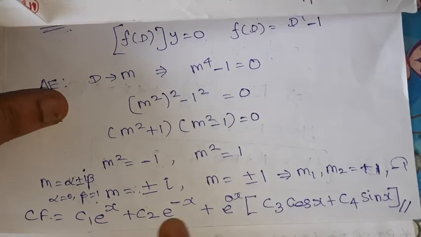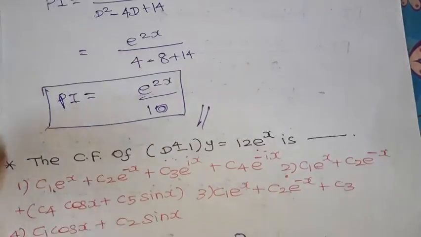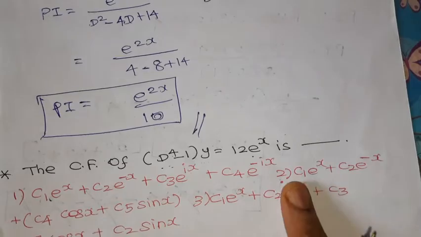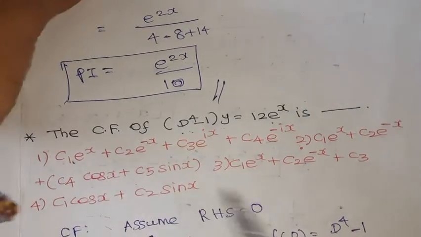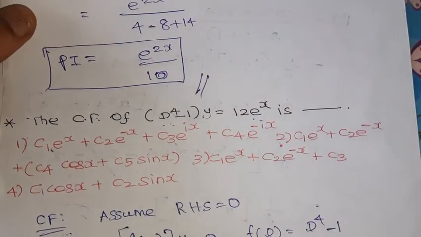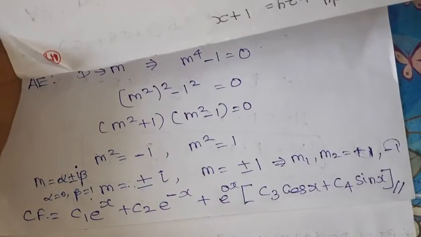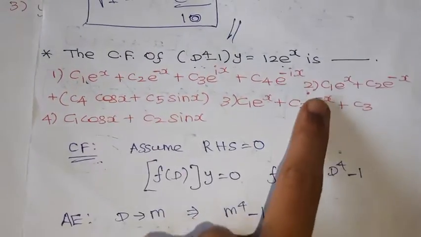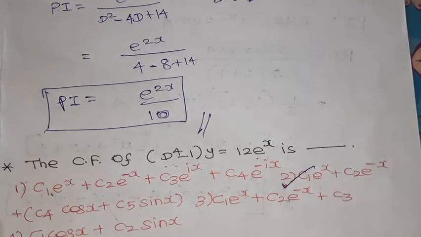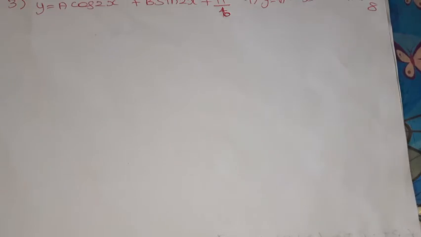The complementary function for this problem is c1 e power x plus c2 e power minus x plus this term. So what is the option? c1 e power x plus c2 e power minus x plus c4 cos x plus c5 sin x. Instead of c3 and c4 they mention c4 and c5, it's okay, it is a constant only. And e power 0x is nothing but 1. So this is the answer. Option 2 is the right option for this problem. Okay, then move on to the next problem.